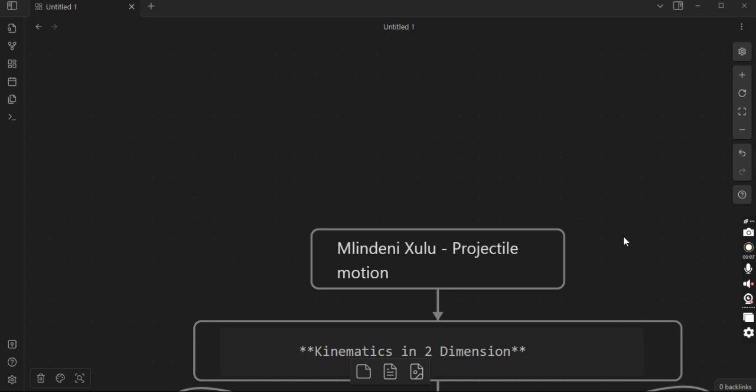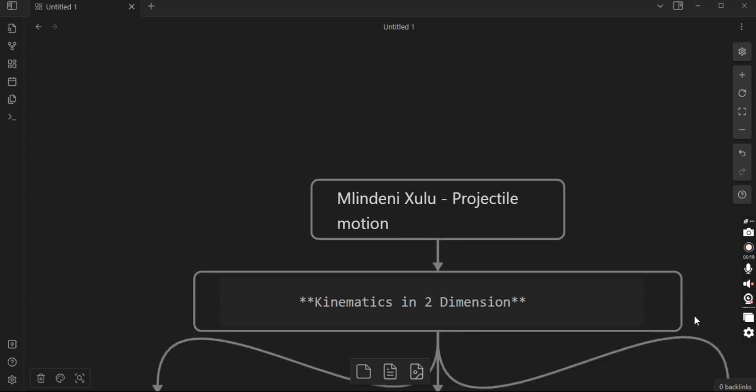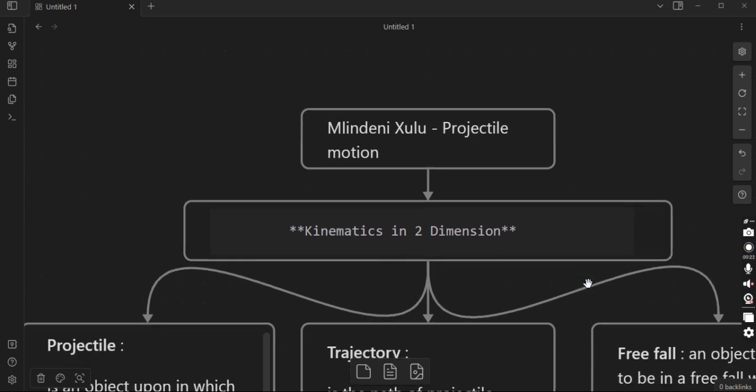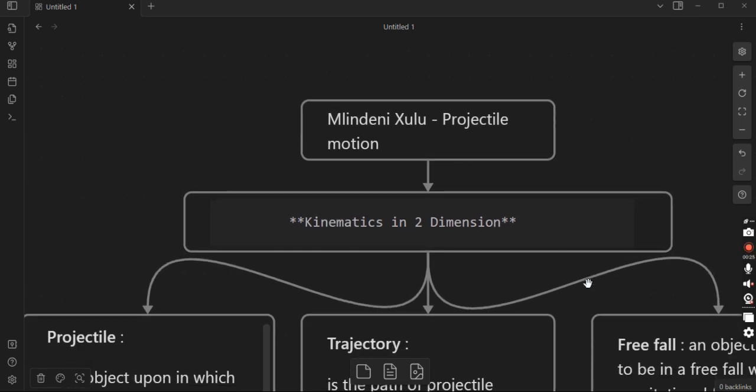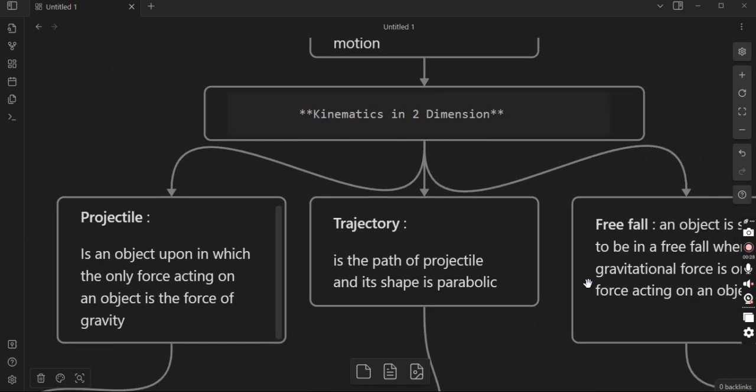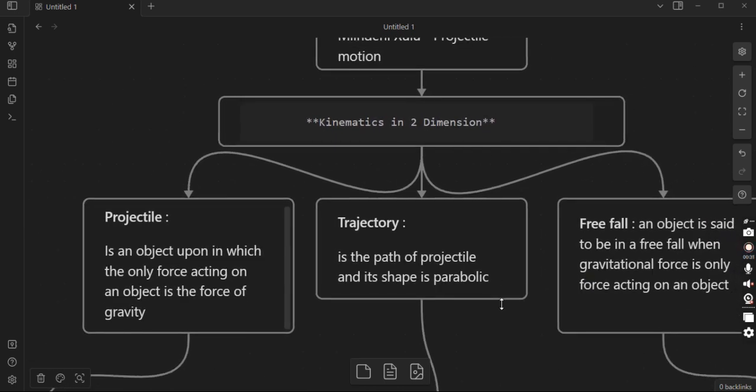It's 10:30, but there's no problem because finally now I'm releasing the video for projectile motion in 2 dimensions. Okay, in this case, as I said, we'll be dealing with the projectile in 2 dimensions. We have those important things: the projectile, the trajectory, and the free fall.